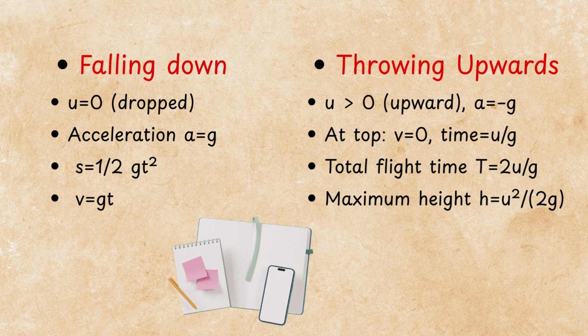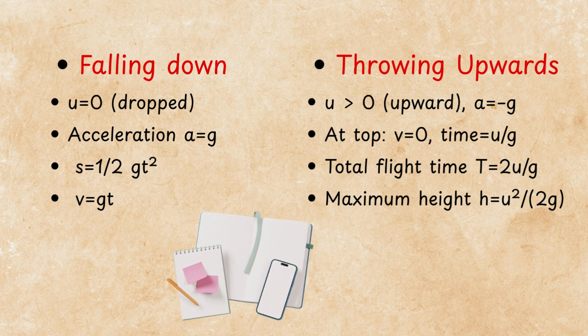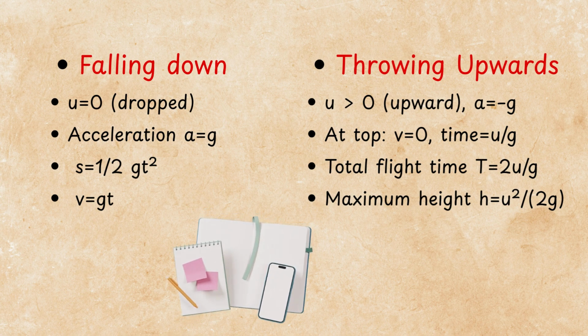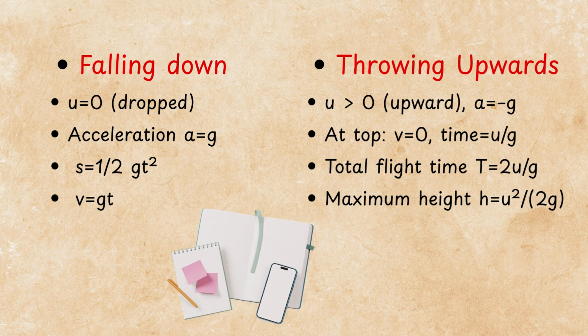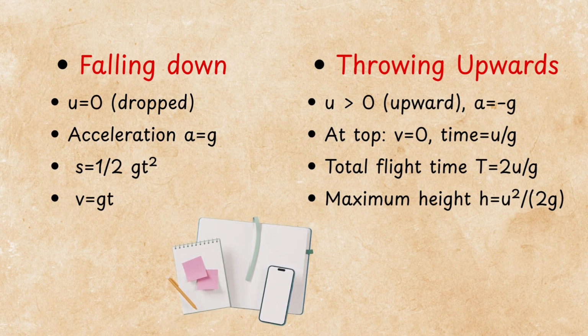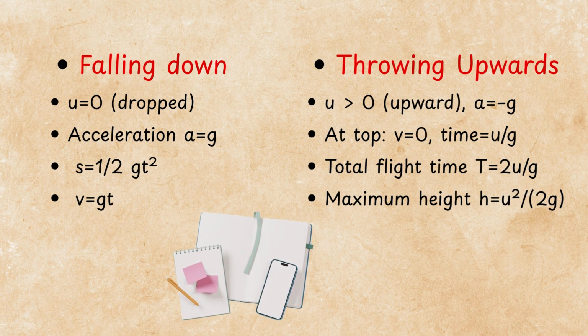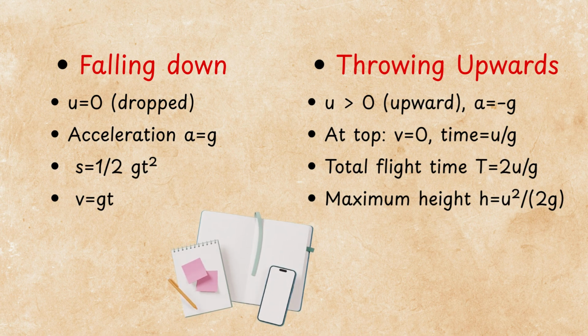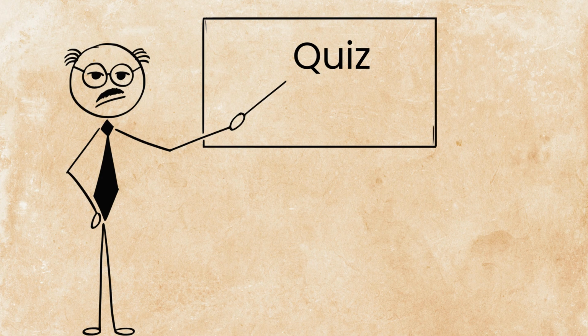But when you're throwing objects upward, you have initial velocity, and it's a positive number. Now your acceleration is definitely negative. At the top point, we use the fact that velocity is 0. So if I use the equations of motion again, I can have new formulas, but they are not actually new. You just add this information to your formula list. Now it's your turn. Let's have a quick quiz.